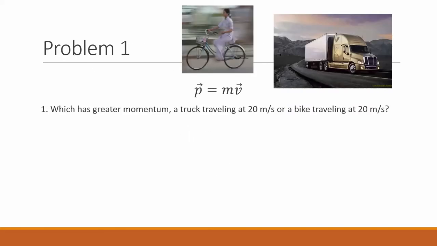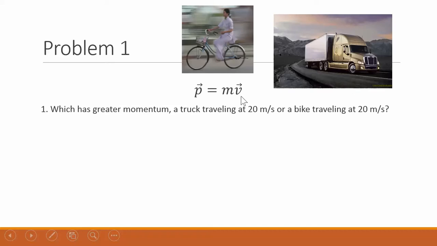So let's do a problem. We're not going to have to do any calculations to solve it. We can just look at the equation to solve it. So remember that p equals mass times velocity. So which has a greater momentum? A truck traveling at 20 meters per second or a bike traveling at 20 meters per second?